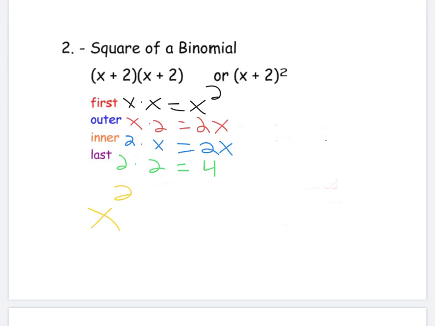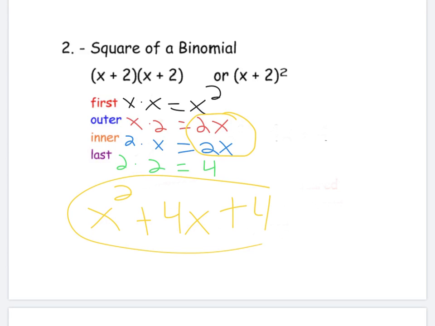I would have x squared, and then let's notice what happens this time. The inside two terms aren't opposites anymore. They are exactly the same. So I have 2x and 2x. I have two of them, so that technically gives me 4x. And then there's nothing to combine with the 4, the constant term, so I have 4. So my final product is x squared plus 4x plus 4. When you have a square of a binomial, that middle term is always going to be identically the same.